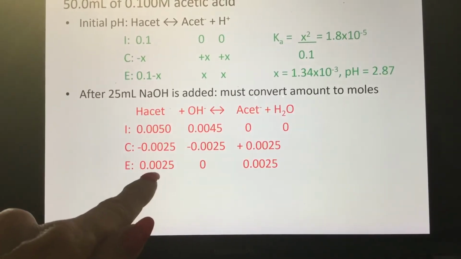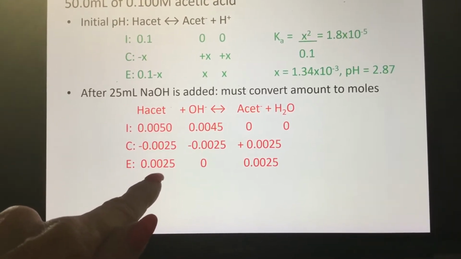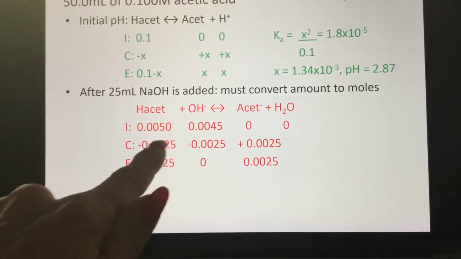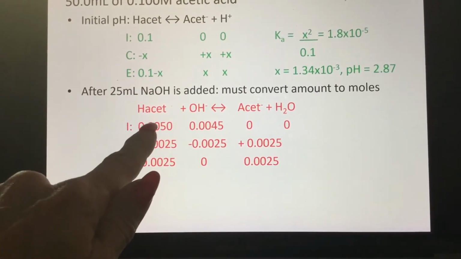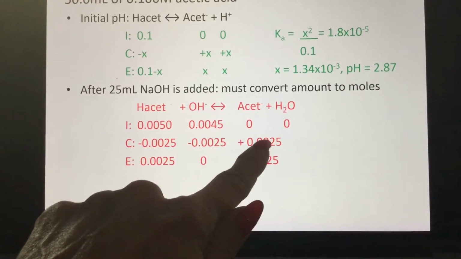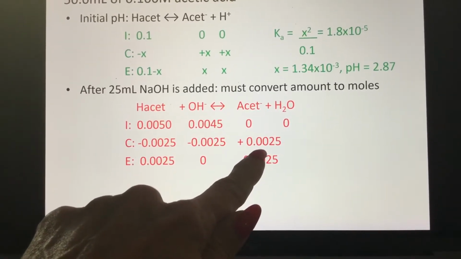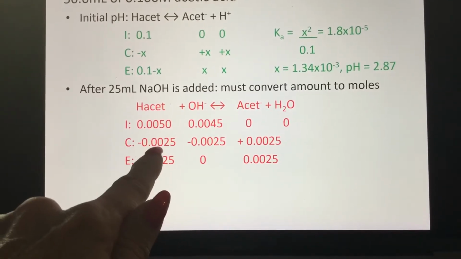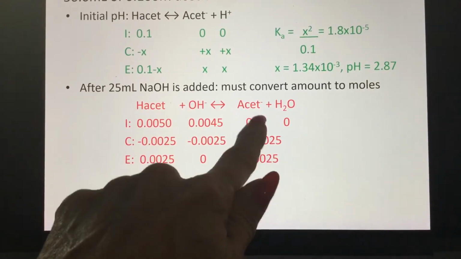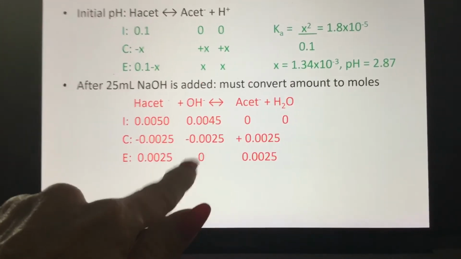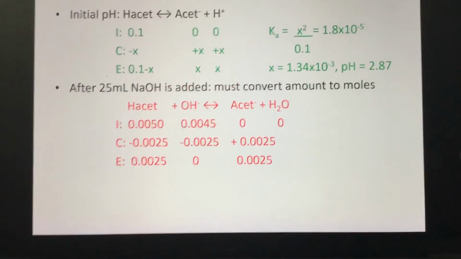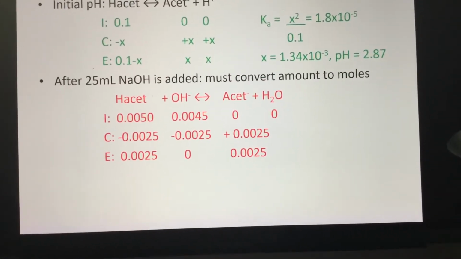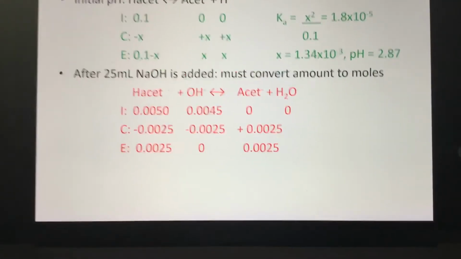When we subtract, that leaves us with 0.0025 moles of acetic acid, and the amount that reacted with the acetic acid is forming 0.0025 moles of acetate ion. So as this goes down by 0.0025, this goes up by 0.0025. And again, this is 0 because that's a typo. That's supposed to be 0.0025. So that's what's in our flask now.